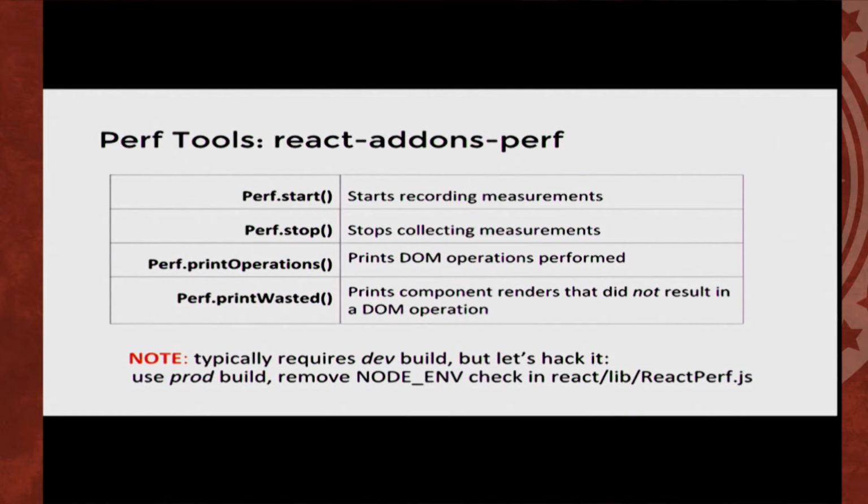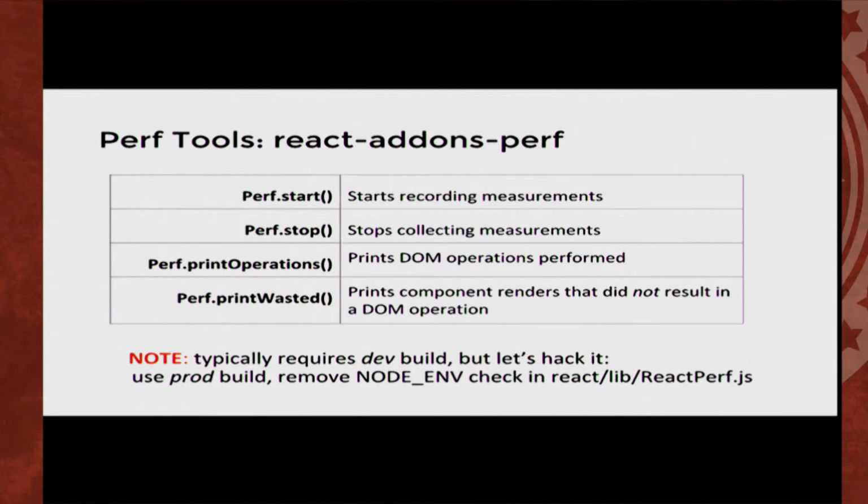Which is why React built a set of tools called react-addons-perf, which does more component-based analysis of how your renders are going. It has a very simple interface: perf.start to start recording, perf.stop to stop recording, and then there are a few print operations you can do: print operations, print wasted, print inclusive, print exclusive. I'm only going to talk about two of them because I think the other two aren't as useful. The first being print operations.